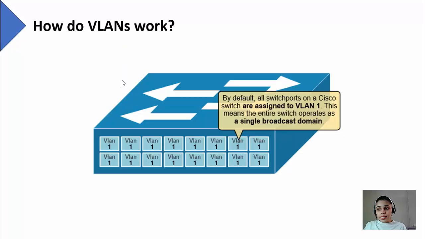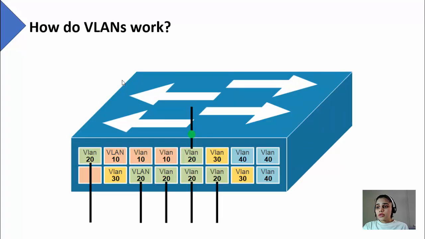Now let's see how VLANs work. Each VLAN has a unique VLAN ID, and switch ports are assigned to specific VLANs. By default, all switch ports on a Cisco switch are assigned to VLAN 1. This means the entire switch operates as a single broadcast domain.